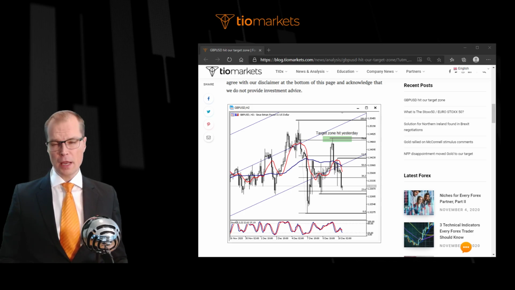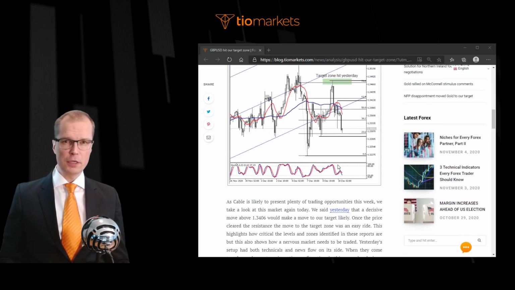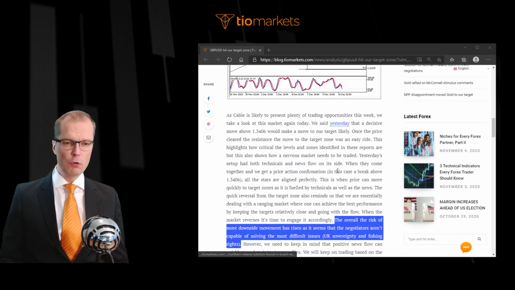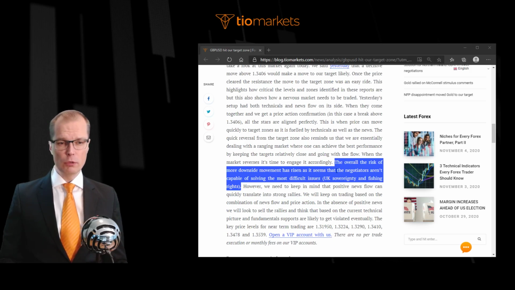Here's a quick recap on what we said this morning about pound USD. Market was trading here above the support at the time. We said that based on the technical picture and the negative news flow, we think that the overall risk is more to the downside. And therefore, we would look to sell the rallies and believe that supports are more likely to get broken eventually.